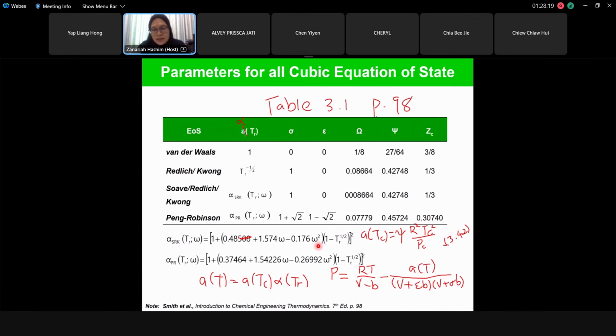So later you can find the values for omega, TC and PC from appendix B. Okay, that's why you need this textbook, for you to refer to the appendix. So appendix B, properties of pure species, will give you the critical parameters and also the omega.